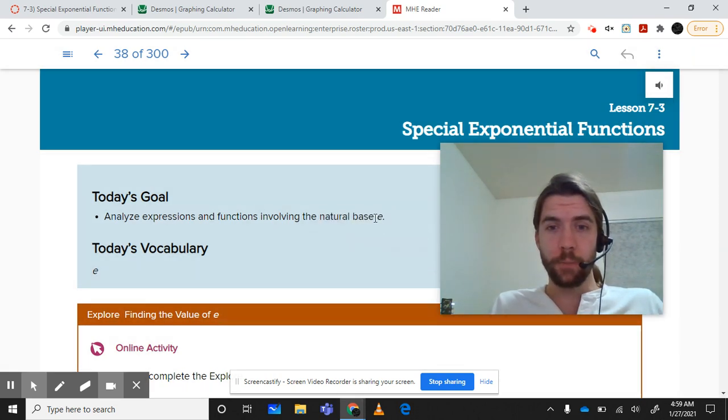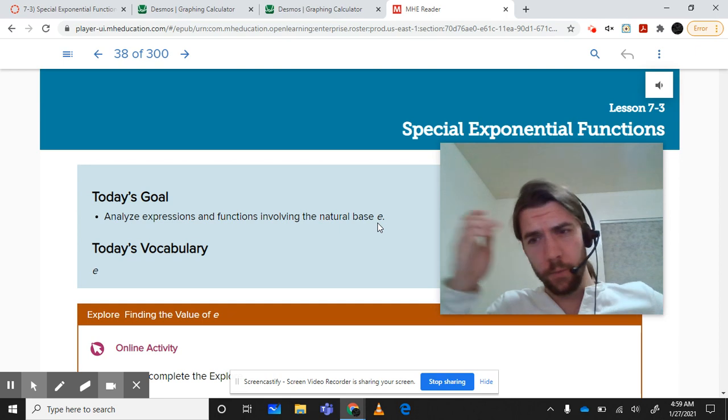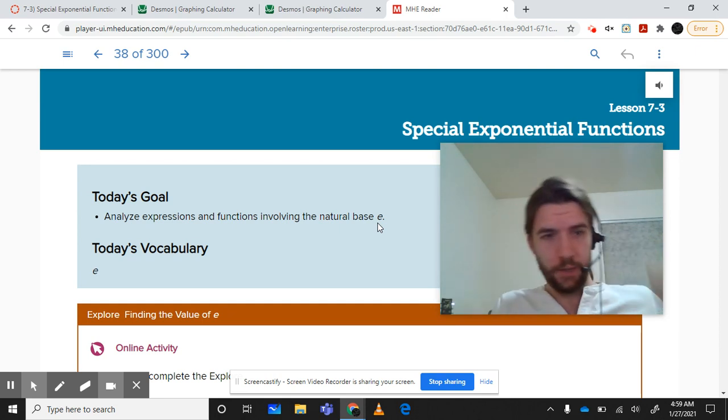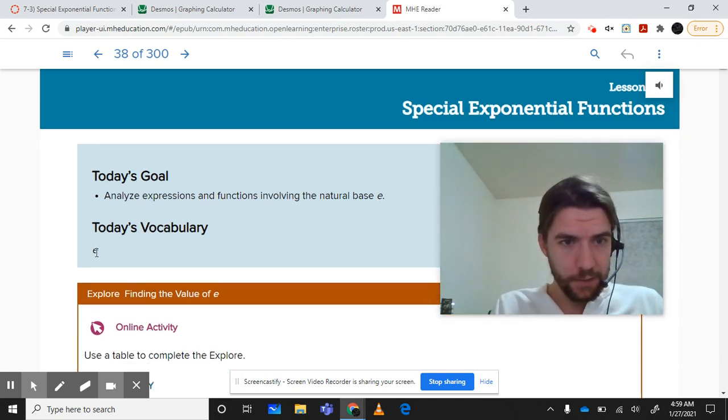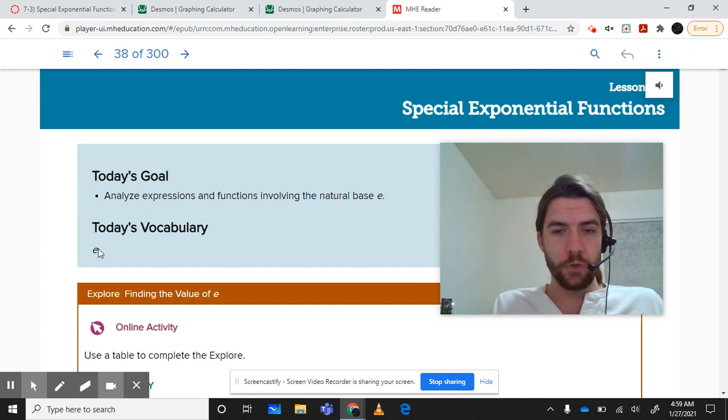So this thing, natural base e, this may be something that you've heard of before, maybe, may not. You may have seen it before, just kind of like e italicized, on its side. This is a very special number in math. It's a special number in the same way that pi is a special number.